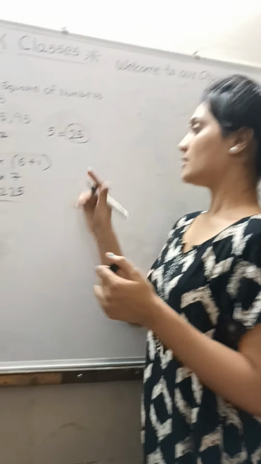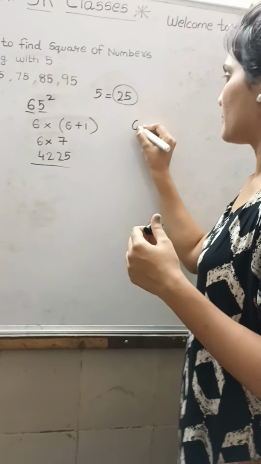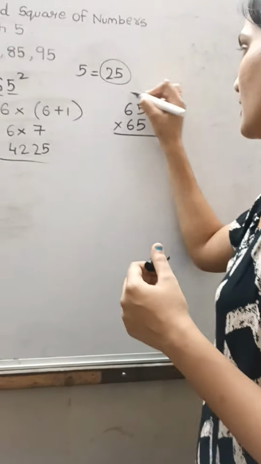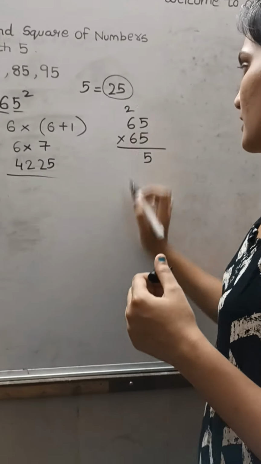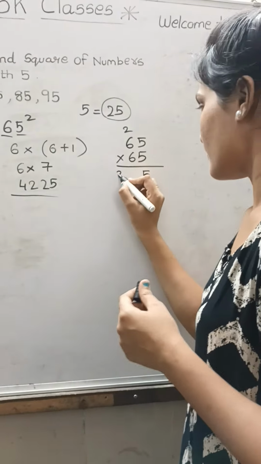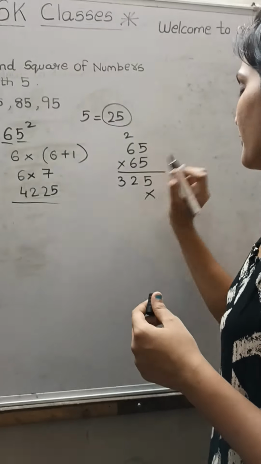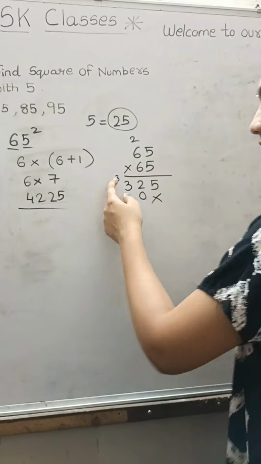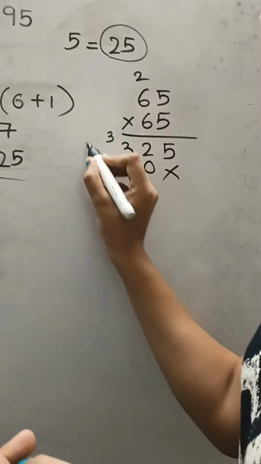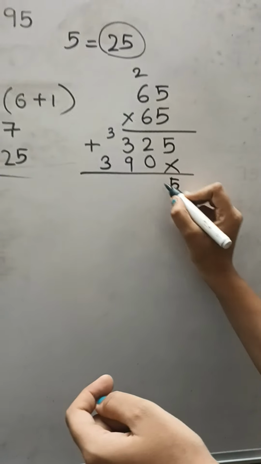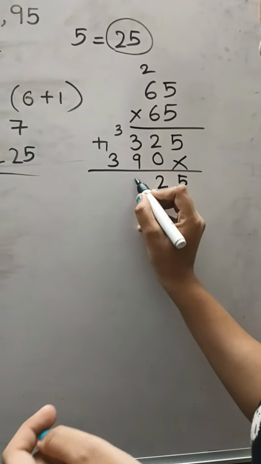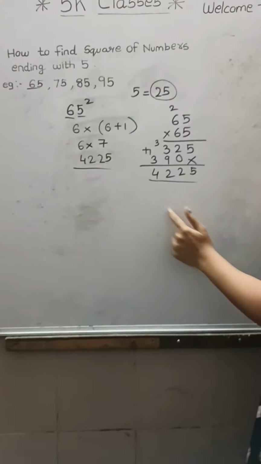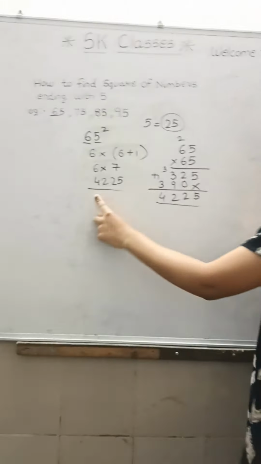Let's check if the number is right or wrong. We can multiply it as 65 into 65. Here 5 into 5 is 25. 6 fives are 30, that is 32. And then 5 sixes are 30. 6 sixes are 36, plus 3 is 39. See, we got the answer correct. So this is the lengthy process and this is the easiest one.